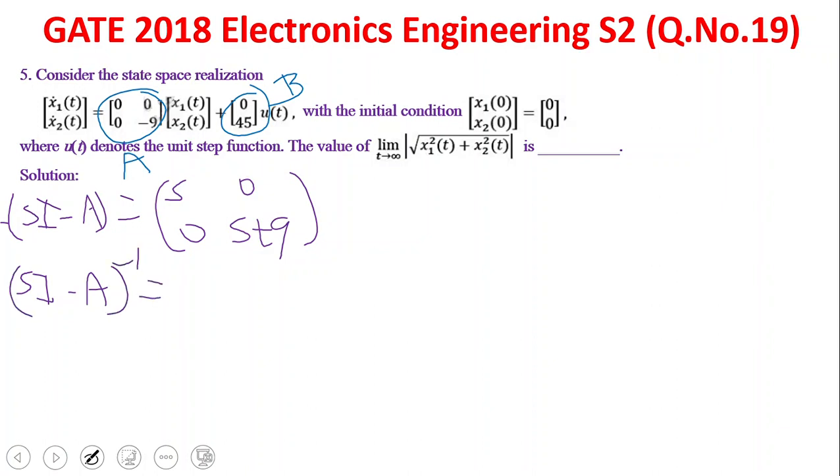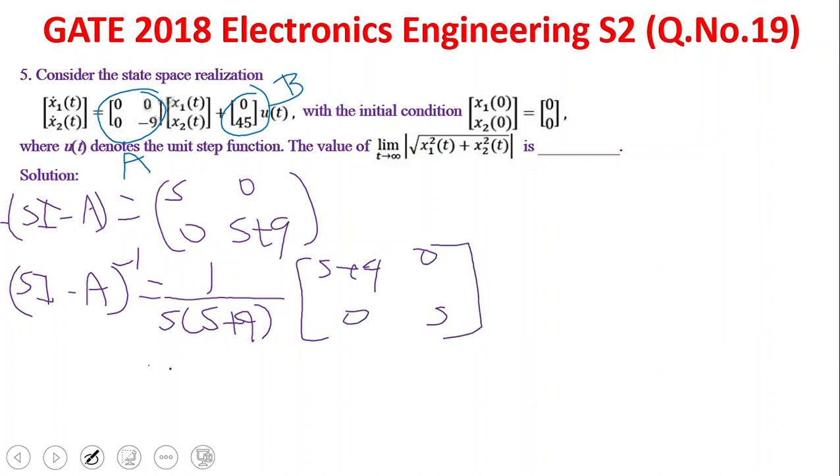What is (sI minus A) inverse? 1 divided by determinant value of sI minus A, that means 1 by s into (s plus 9) into adjoint of sI minus A. That means interchange the diagonal elements, change the signs of off diagonal elements. That means this is [1 by s, 0; 0, 1 by s plus 9]. So this is your (sI minus A) inverse. Now, we need L inverse of (sI minus A) inverse first of all into x of 0.